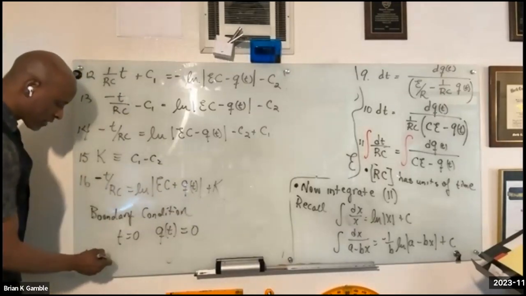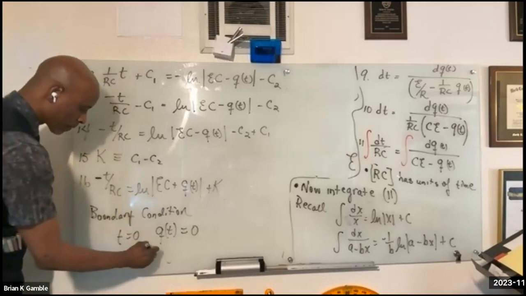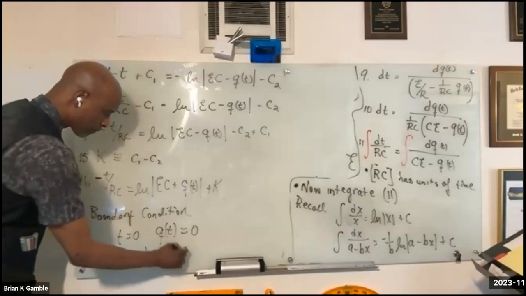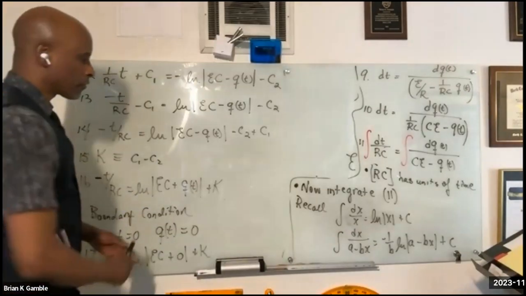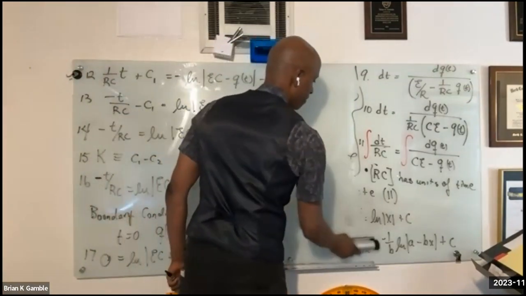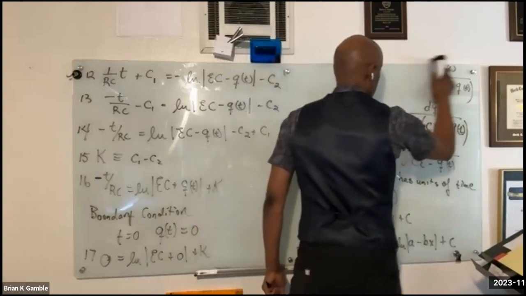So this term over here is just 0, and that equals log of E of C plus 0 plus chi. So for my problem then, I'm not going to erase this, sorry.